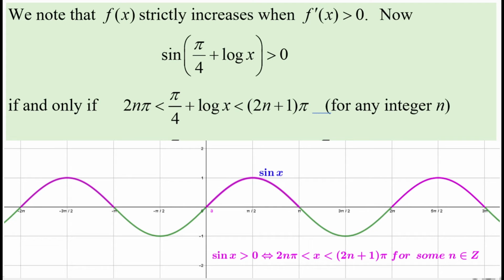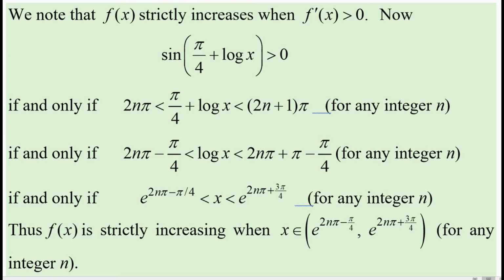Now sin of pi by 4 plus log x is strictly greater than 0 if and only if 2n pi is less than pi by 4 plus log x, which is less than 2n plus 1 times pi, for any integer n. Why this situation? We have the observation just now that sin x is strictly greater than 0 when x lies between an even multiple of pi and an immediate odd multiple of pi. So this is possible if and only if 2n pi minus pi by 4 is less than log x, which is less than 2n pi plus pi minus pi by 4, for any integer n.